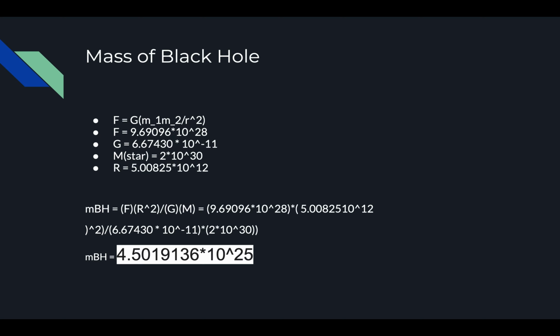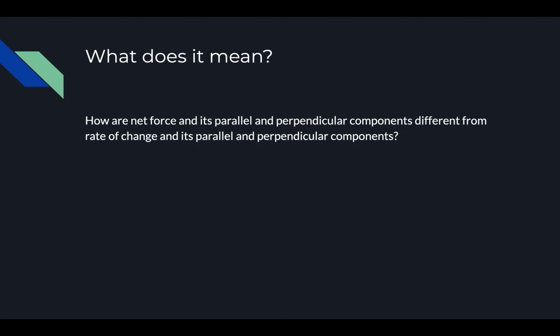And we plug in all those values into the derived equation for the mass of the black hole. Then we get that the mass of the black hole is equal to 4.5019136 times 10 to the 25th. So that's pretty cool. So now, what does this mean?